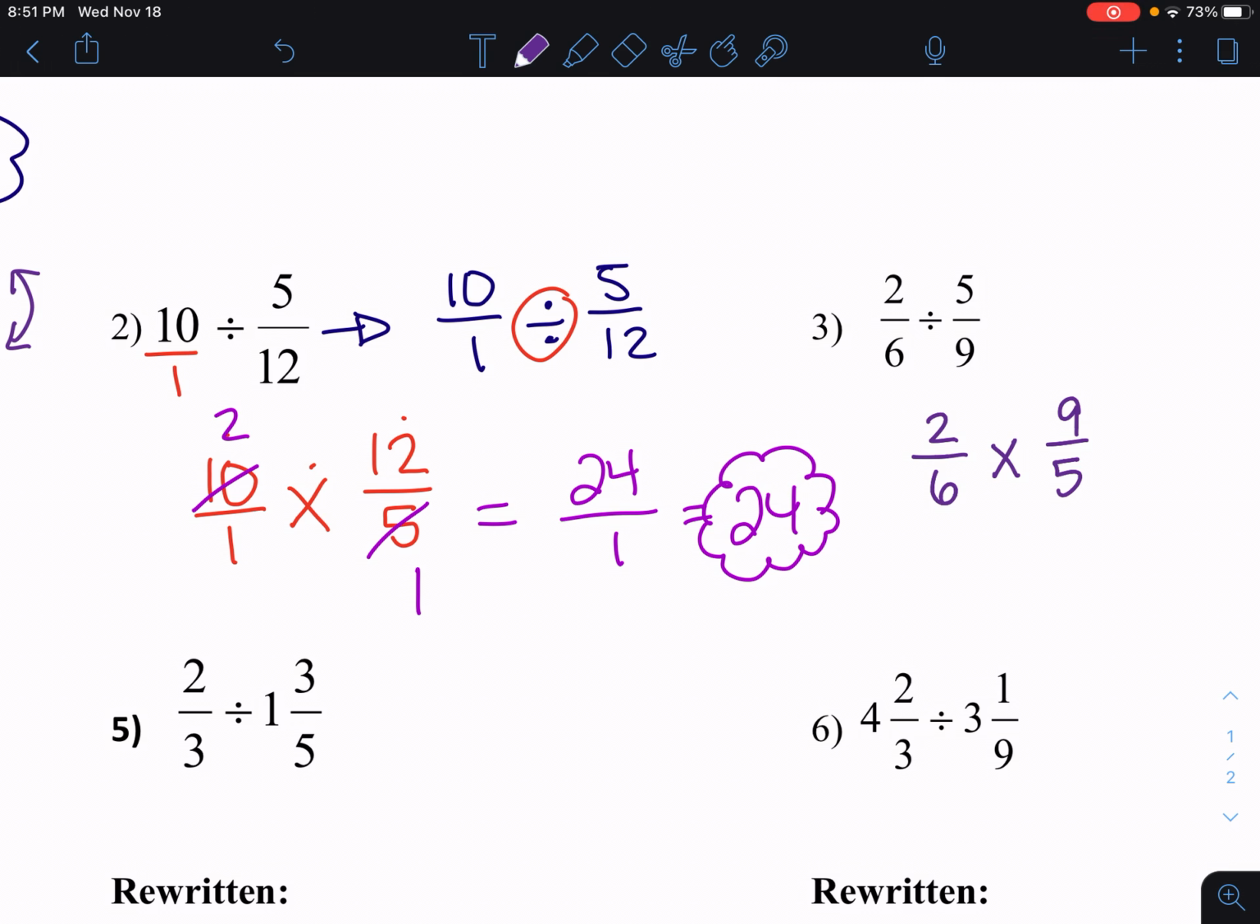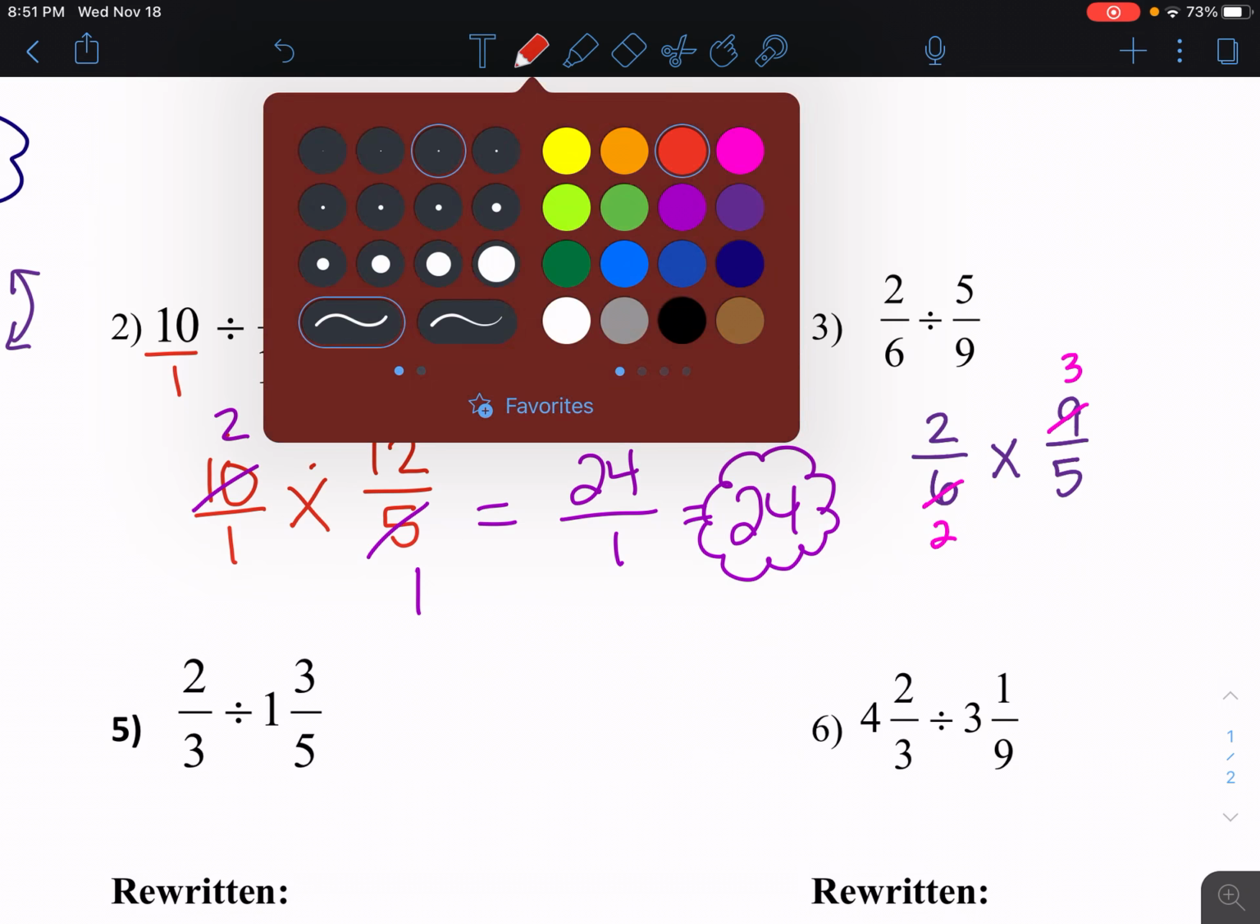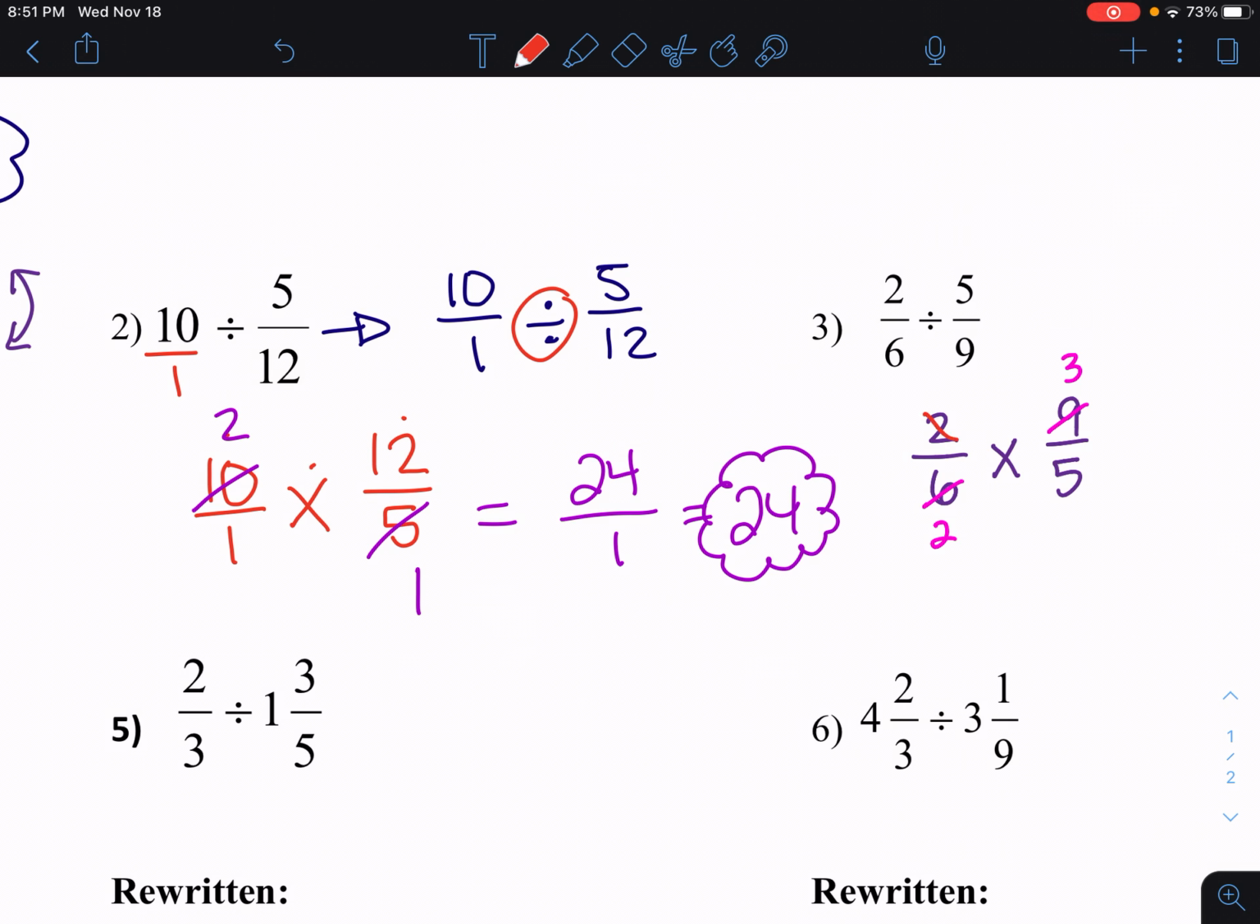Now I'm going to check for any cross canceling that can happen. 3 goes into both 6 and 9. So 9 divided by 3 is 3. 6 divided by 3 is 2. I can do another cancellation. I can cancel the 2's. So I've got 1 and 1.